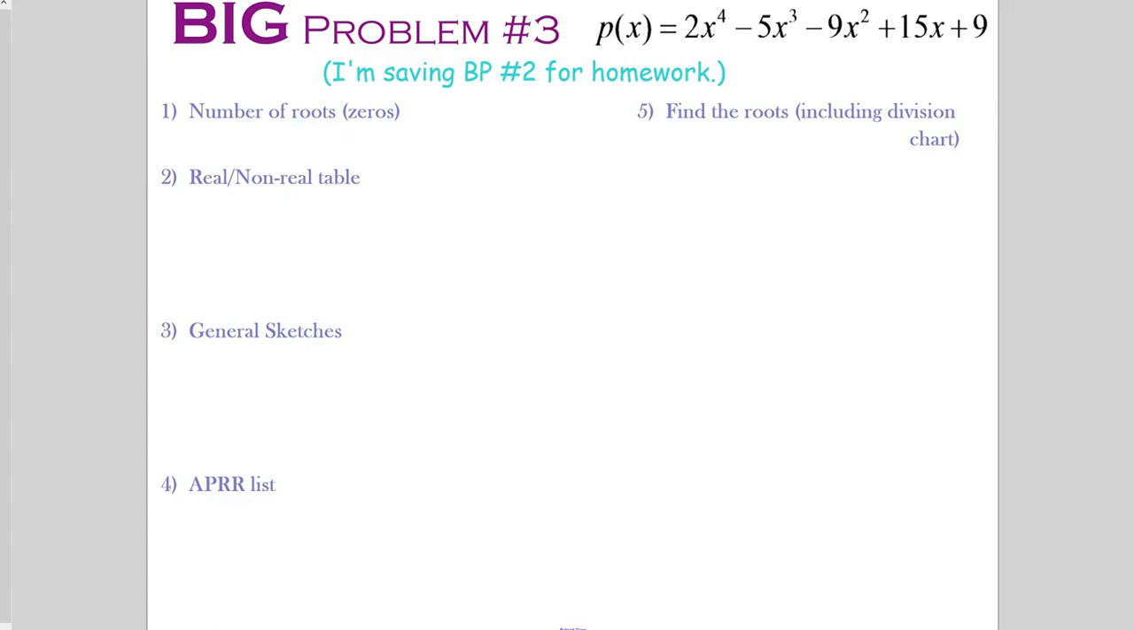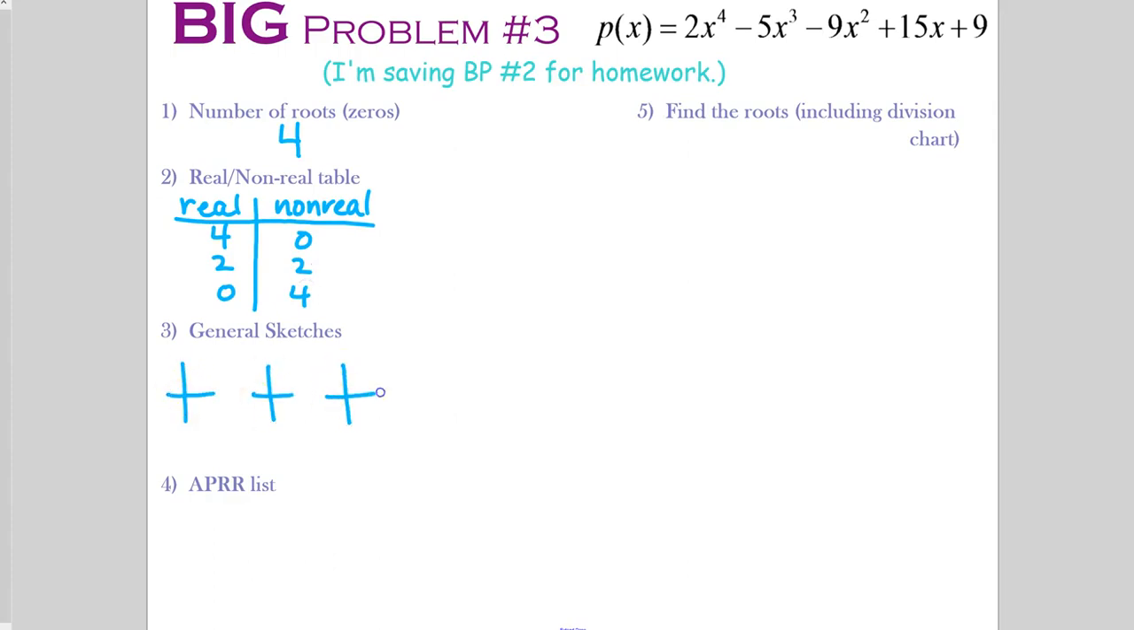So you can write down the polynomial and notice that the highest exponent is 4. It's quartic, so it has 4 roots. So every quartic polynomial is going to have the exact same real and non-real table. So this is going to look just like it did for number 1. Could be 4 and 0, could be 2 and 2, could be 0 and 4. And this one also has a positive leading coefficient. We have a positive 2. So these are going to open up. So these general sketches look just like they did for problem number 1. 4 x-intercepts, 2 x-intercepts, and no x-intercepts.